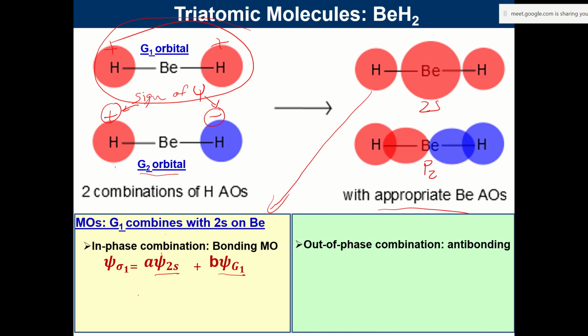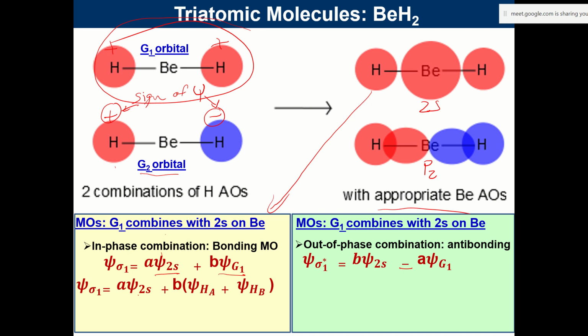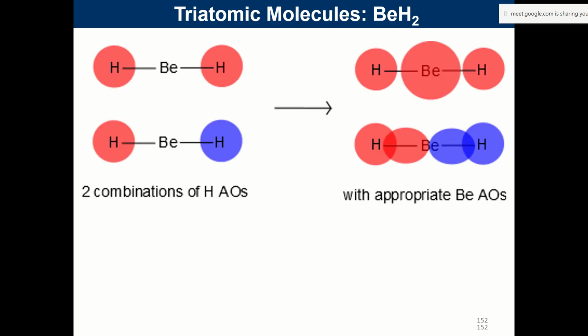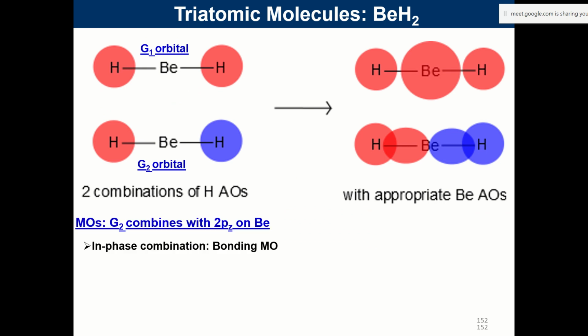The second out of phase combination, that will be anti-bonding. You just put the minus sign over here. So this, just we have put the minus sign, we are reversing the sign of G1 orbital. मतलब ये दोनों प्लस प्लस थे, अब दोनों माइनस माइनस हो गए. ठीक है. So then we expand it again. So this was the combination of Ha plus Hp. We expand it here as well. Write it like this. So yeah. So G1.